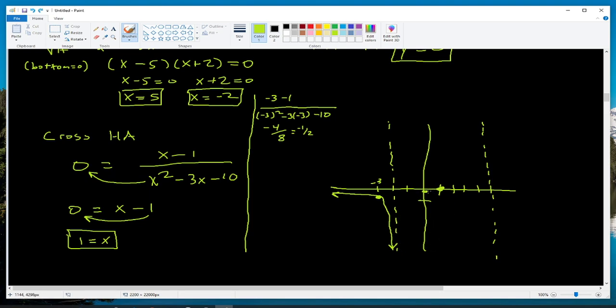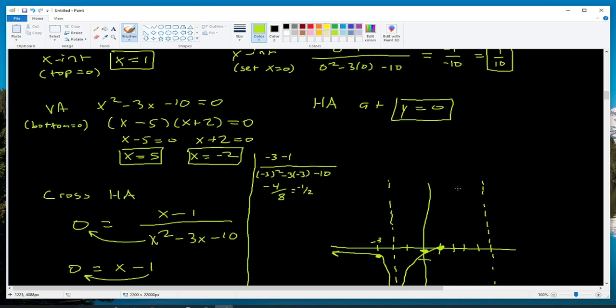Well, since our y-intercept is here at -1/10, if we come down from the top, we're not going to be able to get there, because the only place we cross the horizontal asymptote is at 1. We can't cross it over here. So that's going to force my graph to come back up from the bottom and hit my x-intercept like that. And then we say, okay, we've got that part there.